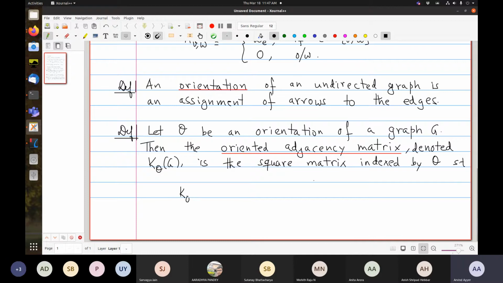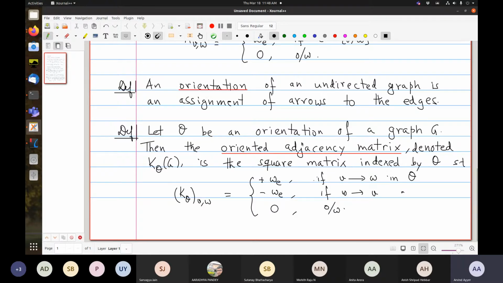K_O of (V, W) is plus w_e if the orientation is from V to W in O. So this implies that VW is an edge already. Minus w_e if W goes to V in O, and 0 otherwise.